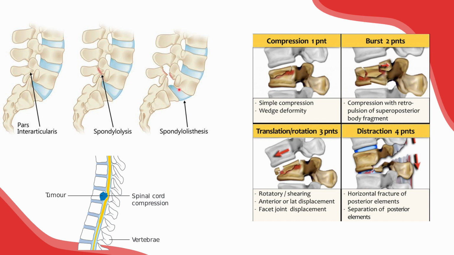In spondylolisthesis, the vertebra itself becomes displaced, which affects the alignment of the spine. These are the most common types of fractures that can happen in the vertebral column. So we have compression fractures, burst fractures, translation or rotational fractures, and distraction.